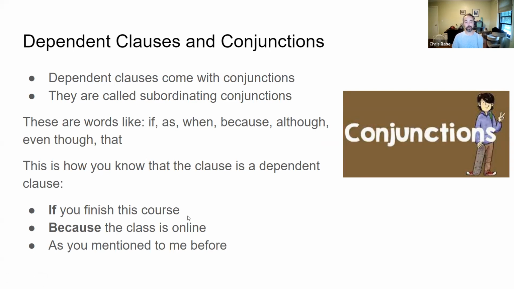If you finish this course, because the class is online, as you mentioned to me before, so these all go with the dependent clause. And then we know that we need an independent clause after that. Okay, so if you finish this course, comma, your ability to do future online courses will be better. Like you will learn more about doing an online course. So these are the dependent clauses and conjunctions.